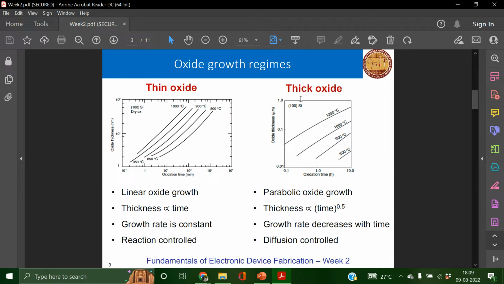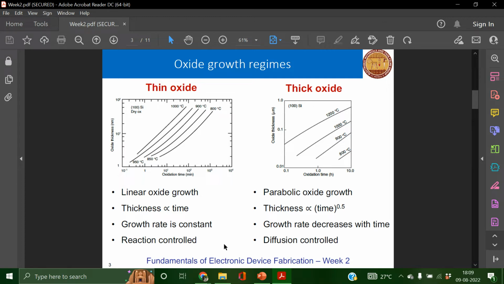On the other hand, when we are growing thicker oxides, that is from 0.01 microns to 1 micron, it has a parabolic growth rate and the thickness will be proportional to the square root of time. Also we can see from this curve that the growth rate goes on decreasing with time. So this is a diffusion controlled process.